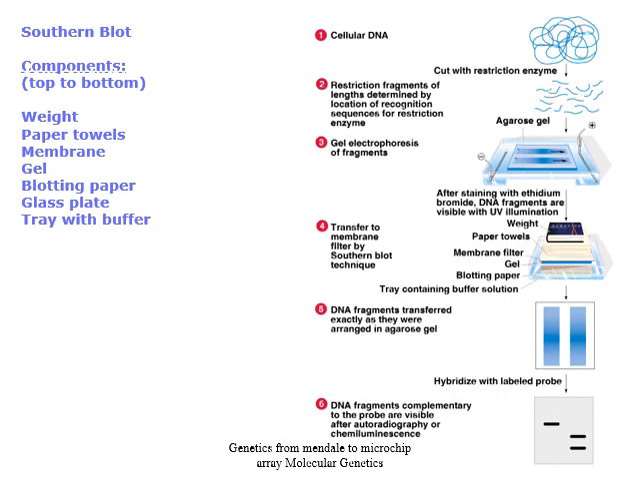DNA fragments complementary to the probe are visible after autoradiography or chemiluminescence. Here, the agarose gel, paper towel, membrane filter, gel, and the blotting paper and tray containing buffer solution. And we can see it in animation to better understand the steps for making a Southern blot.